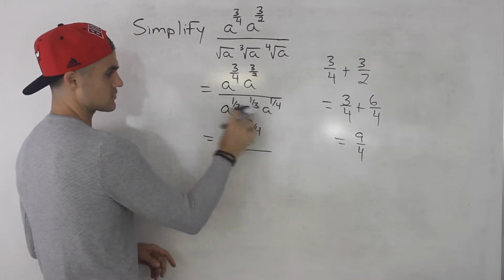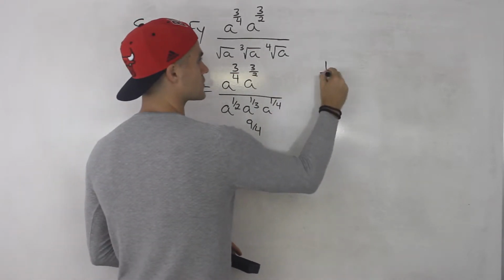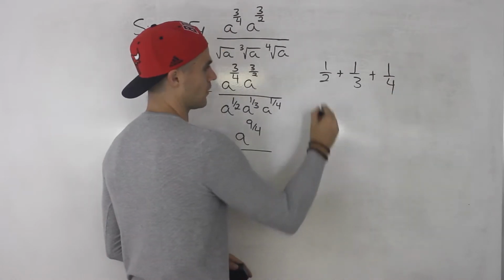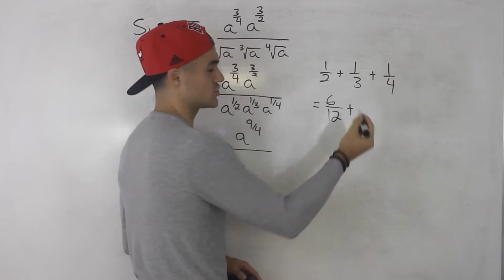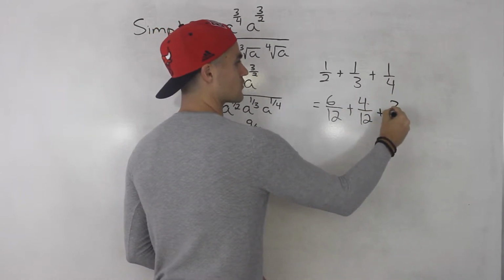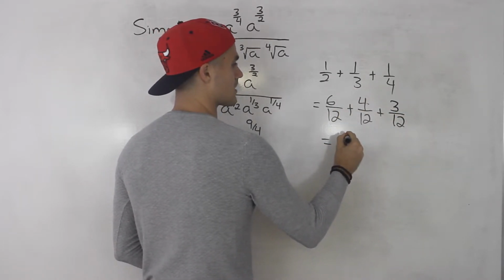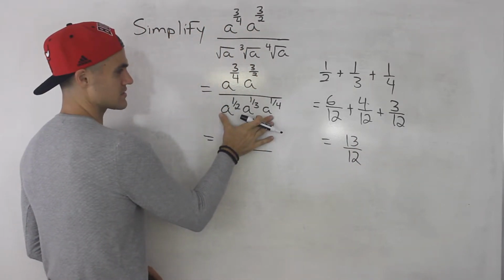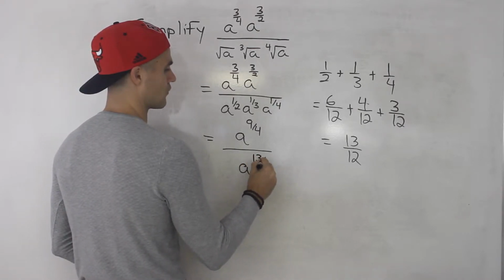And then these three expressions in the denominator are multiplying and have the same base, so we can add those exponents. So we'd have 1 over 2 plus 1 over 3 plus 1 over 4. The 1 over 2 would change to 6 over 12, the 1 over 3 would change to 4 over 12, and the 1 over 4 would change to 3 over 12. So 6 plus 4 plus 3 gives us 13 over 12. So these three expressions would end up being a to the power of 13 over 12.